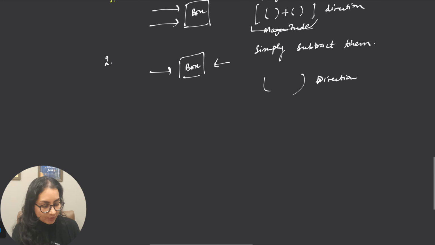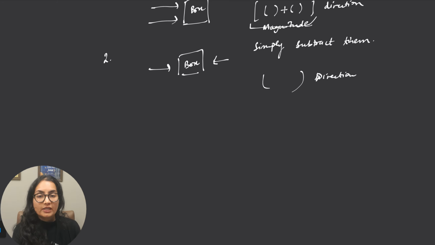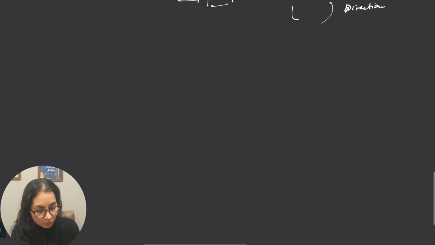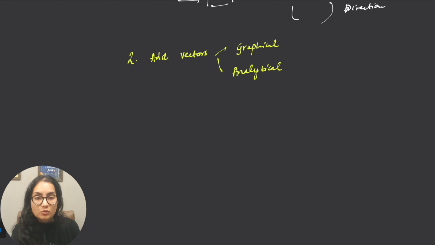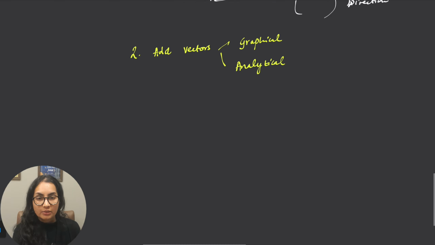Now, what are the methods by which I can add vectors? There are two methods. First is the graphical method and the other method is called the analytical method. So in this video, we're going to talk about the graphical method.